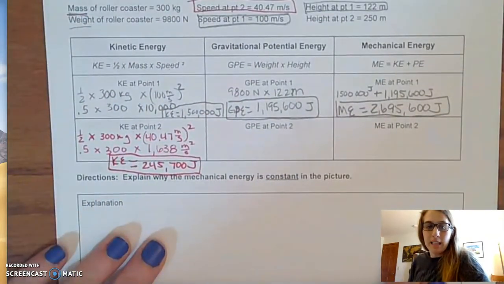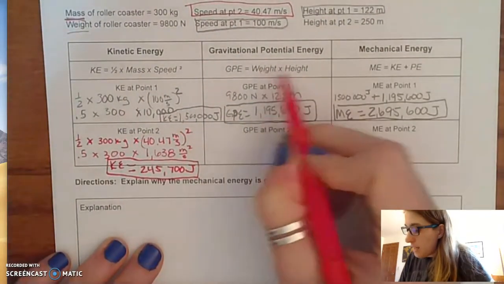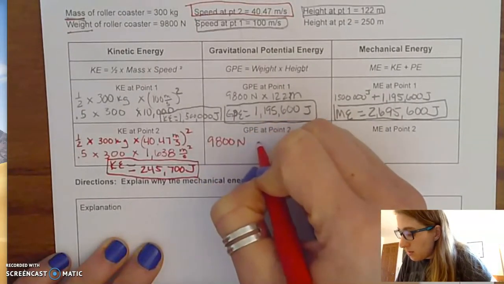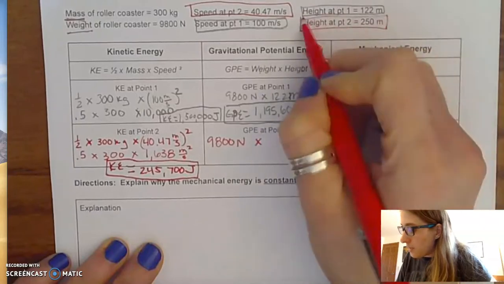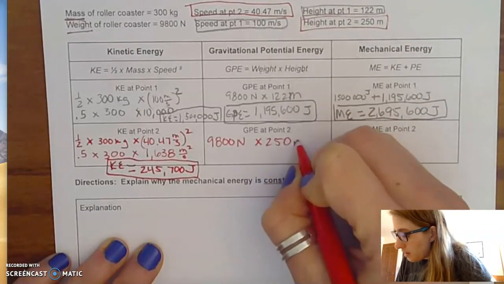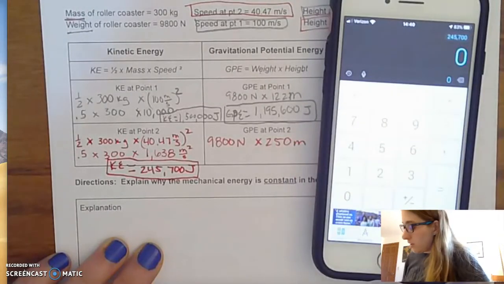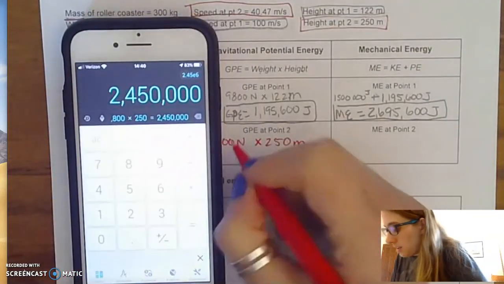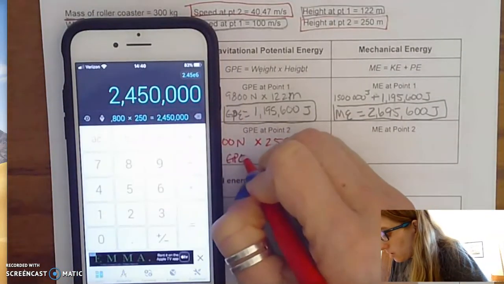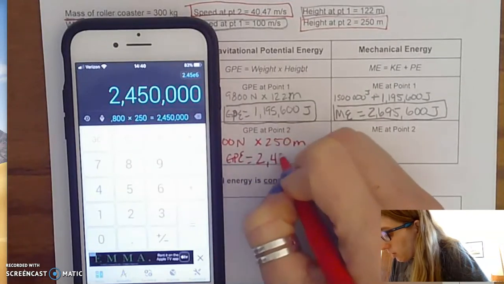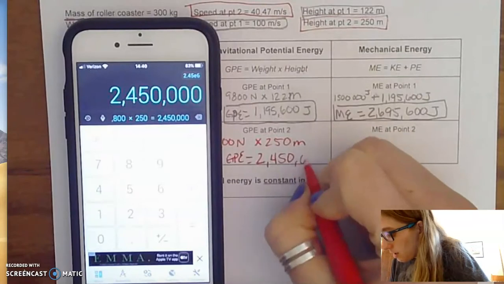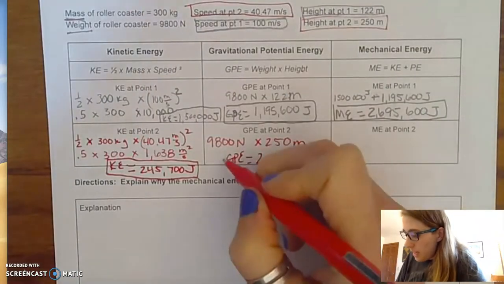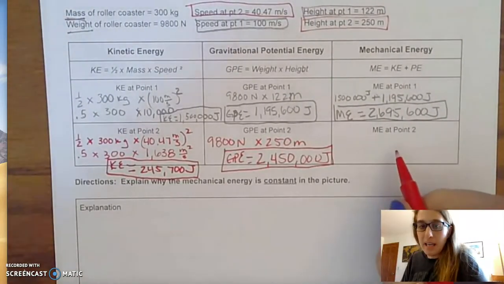All right, then I need gravitational potential at point 2. So I need my weight times height. My weight has not changed. 9,800 newtons times my height at point 2, which is 250 meters. So if I do 9,800 times 250, I get gravitational potential energy equals 2,450,000 joules.